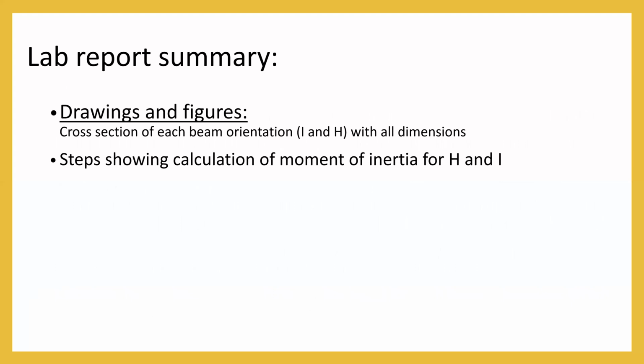So overall, the lab report summary, the drawings and figures, you're going to have the cross section of the beam orientation. So two cross sections, I and H, with all the dimensions, and then also show the profile view of the beam, like the simply supported with where we're loading it using the UTM. An example of that is on slide 3 of this PowerPoint.